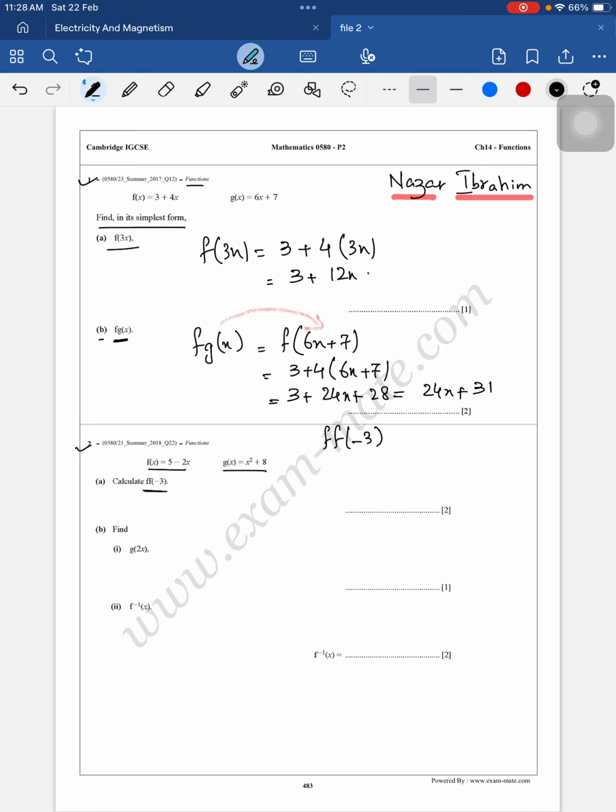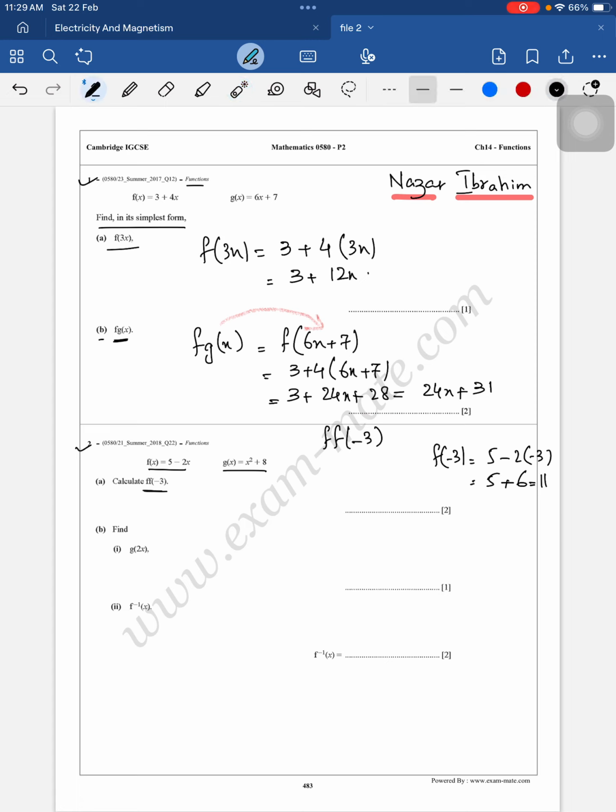f(f(-3)). It means that first take out the value of f(-3) and then put it in the function's variable f, right? So first I'll take out f(-3). What is f(-3)? Put the value -3 in the function f variable x. So 5 - 2, and in place of x is -3. So 5 minus, plus 2 times 3 is 6, 5 + 6 is 11, right? So f(-3) I have calculated over here, that is 11.